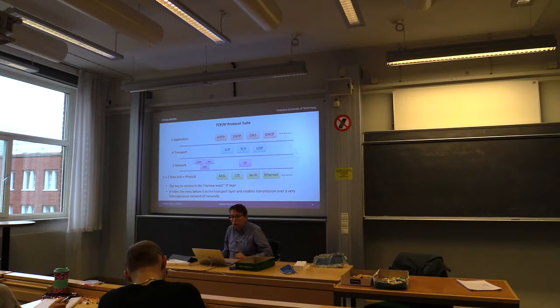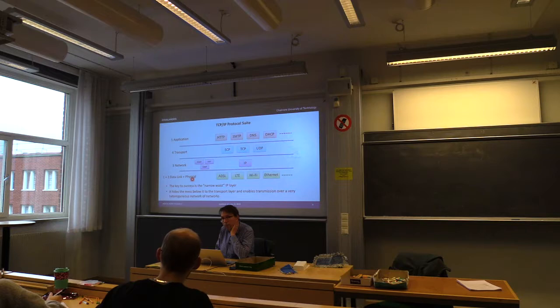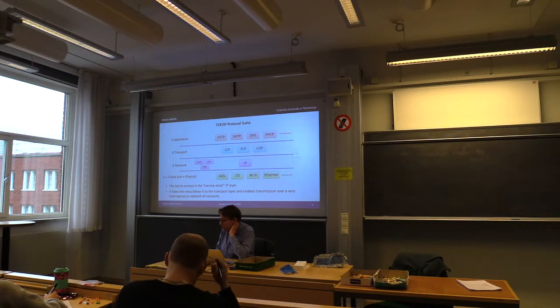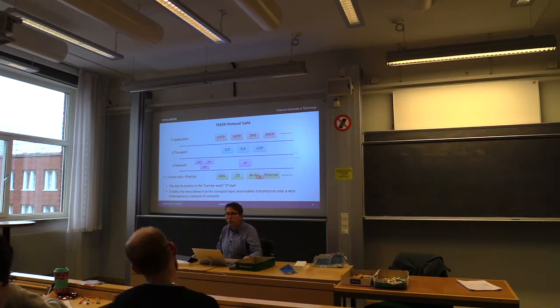Okay, so let's talk about the TCP/IP protocol suite. So we have 5 layers, including the data link layer and the physical layer. And sometimes these are bunched together. And on the bottom here, we have a bunch of different communication technologies: ADSL, LTE, Wi-Fi, Ethernet, you name it, right? There are multiple ones here. Okay.